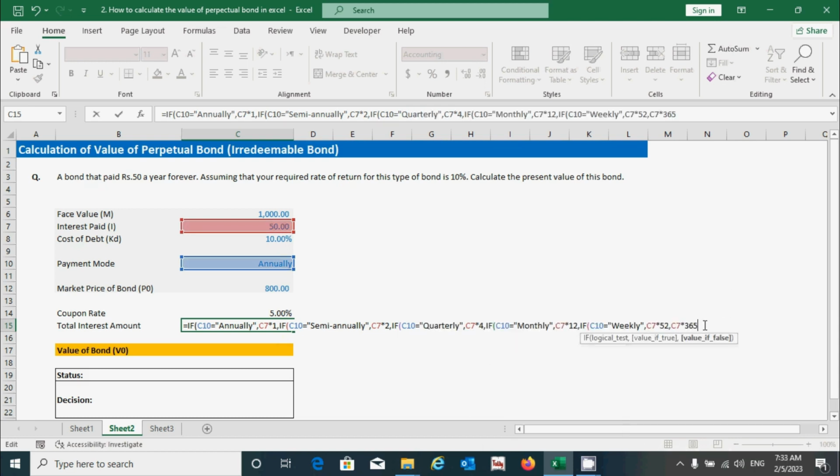Alright, now press the close parenthesis exactly equal to the total number of IFs. So we have 1, 2, 3, 4, 5 IFs. So I'm going to press the 5, close parenthesis. 1, 2, 3, 4, 5. Okay, and now press the enter key.